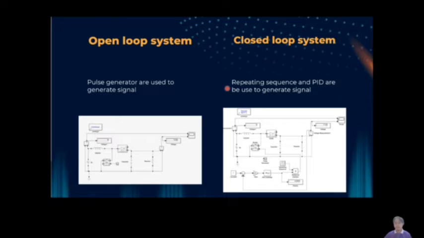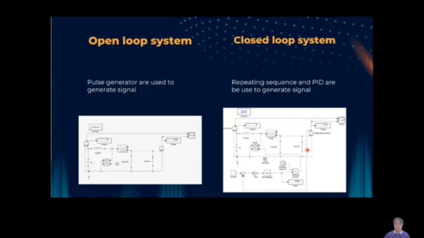Okay, before we begin, we have two modes: mode 1 is the open loop system and mode 2 is the closed loop system. The difference between the two systems is the source generating the signal. For the open loop system, we use a pulse generator to generate the signal. Meanwhile, for the closed loop system, which is mode 2, we use the repeating sequence and the PID to generate the signal.